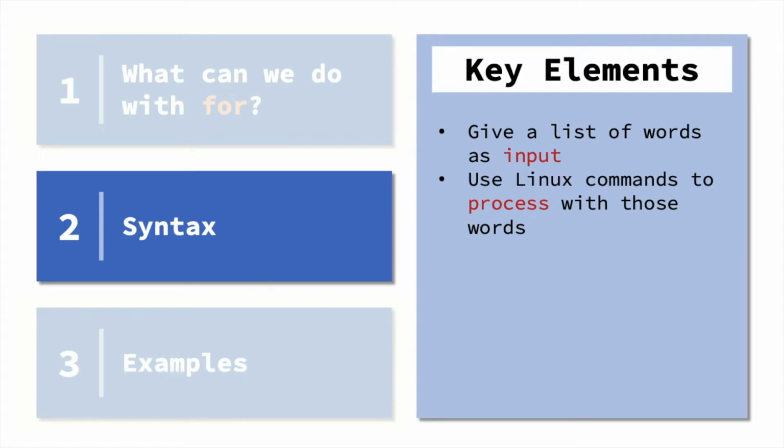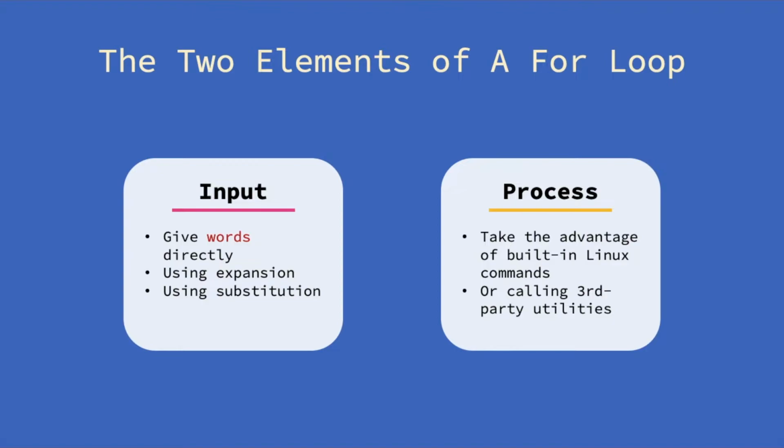The syntax of for contains 2 major elements, input and process. For input, Bash needs you to give it a list of words to look through, and then it will process them by executing the commands you provide in the body part. Okay, we now know 2 elements to take care of when creating a for loop. Let's go a bit deeper.